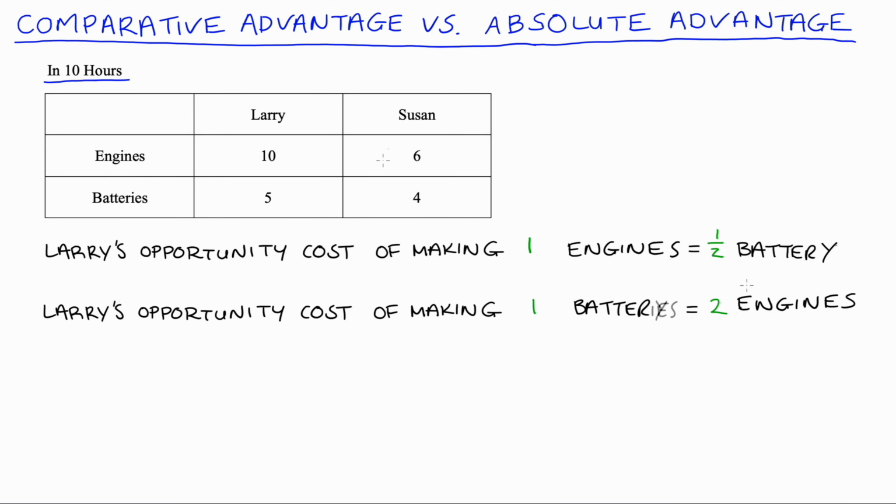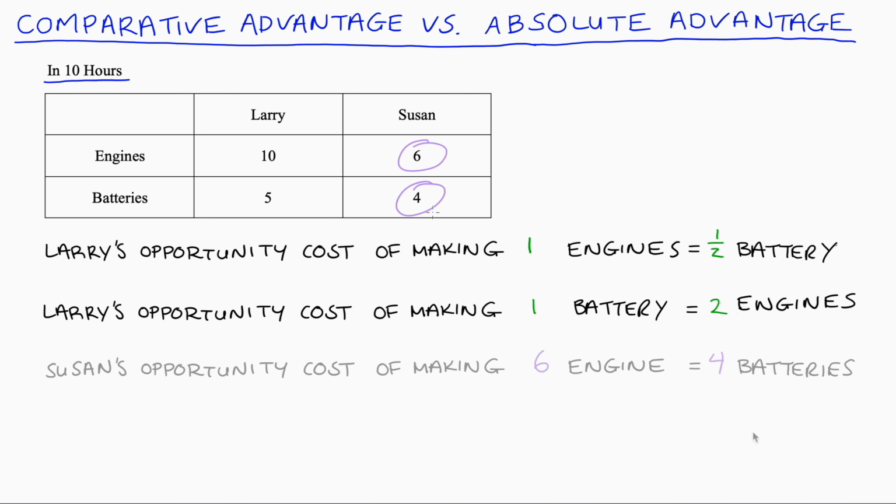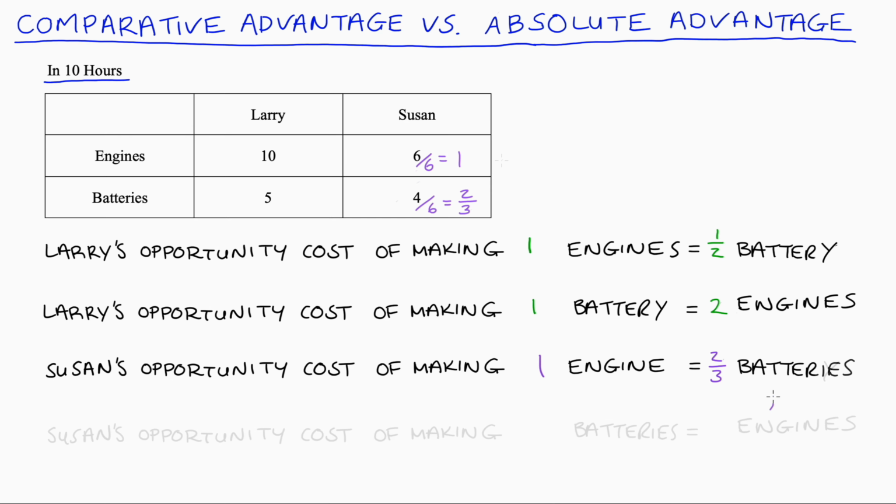All right, let's do the same thing for Susan. If Susan makes 6 engines, they're spending all their time making engines and no time making batteries. If she instead spent all of her time making batteries, she could make 4. So the opportunity cost for Susan of making 6 engines is equal to 4 batteries. Let's normalize this to be in terms of 1 engine. So 6 divided by 6 is 1. 4 divided by 6 is 2/3. So Susan's opportunity cost of making 1 engine is equal to 2/3 of a battery.